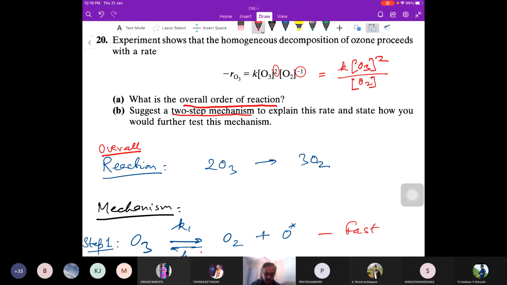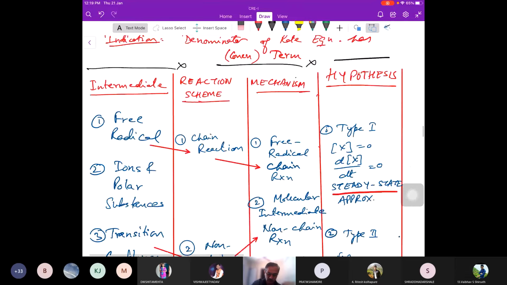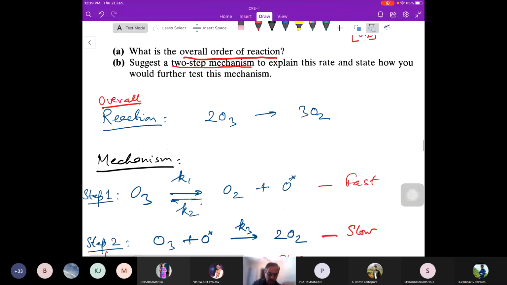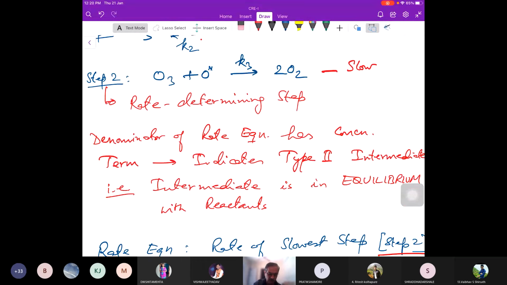So you see the denominator में concentration term है, 1 plus concentration नहीं है. तो मेरा जो observation था कि when there is concentration term only in the denominator, what kind of hypothesis can we use? याद है पीछे से? Type 2. Type 2, right? So it indicates कि ये type 2 होना चाहिए अपना, right? So denominator of rate equation as concentration term indicates type 2 intermediate. Therefore intermediate is in equilibrium with reactants.